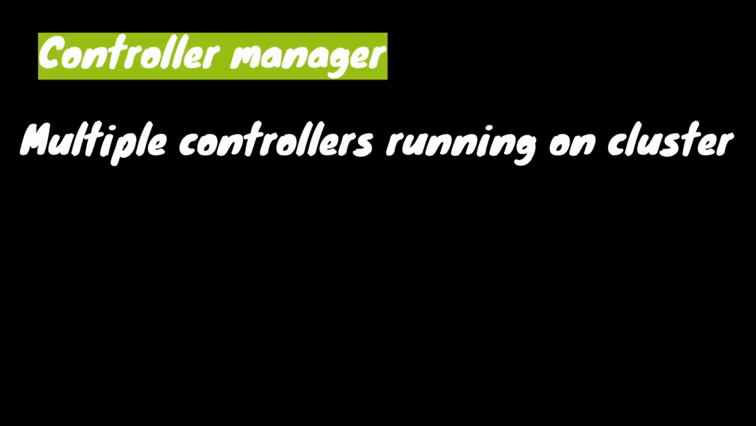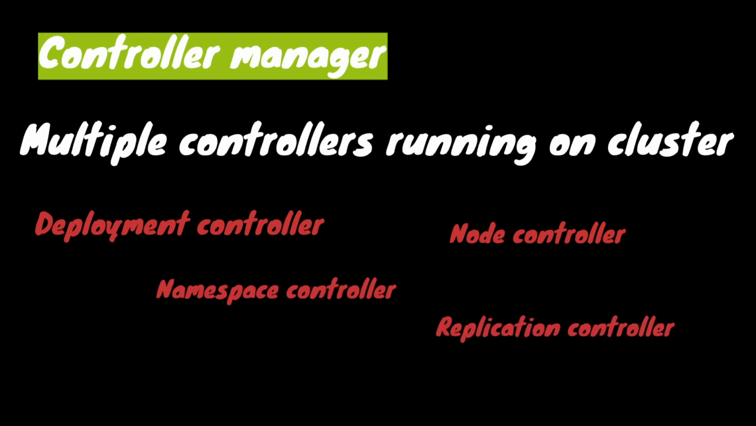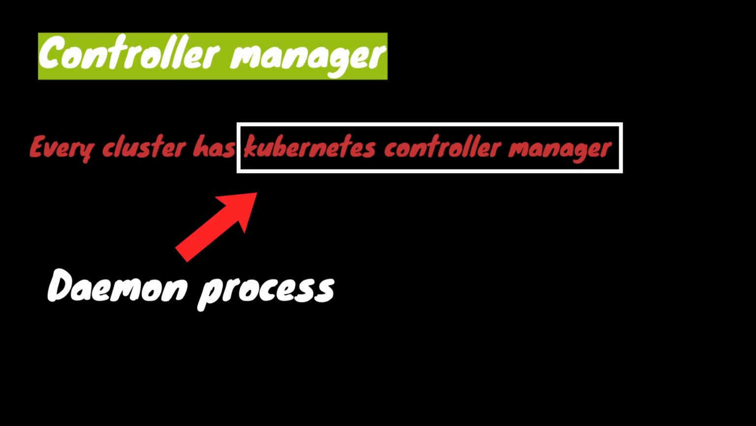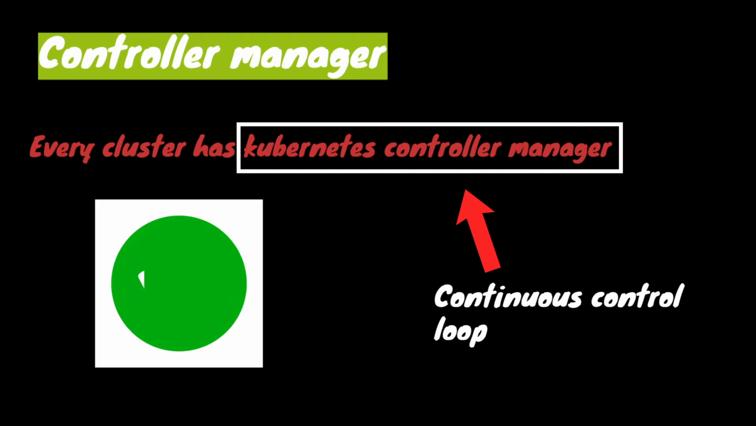Now comes the role of controller manager. There are various types of controllers running on the Kubernetes cluster. They are deployment controller, node controller, namespace controller, replication controller, and more. At its core, Kubernetes has the kube controller manager, which is a daemon that runs a continuous loop, which continuously checks the state of the system. It checks the current state of the system through the API server and makes necessary changes to attempt to converge to the desired state by invoking appropriate controllers to do their job.